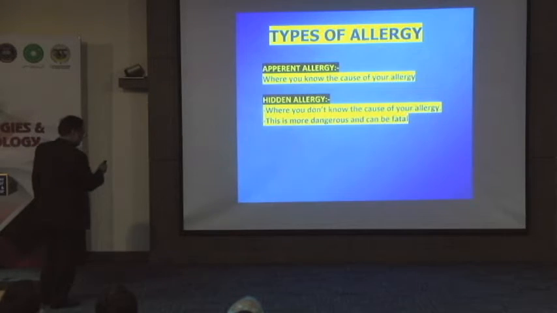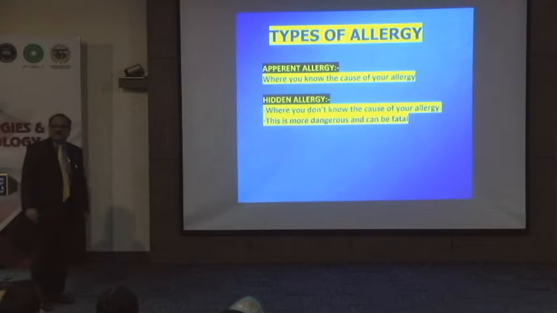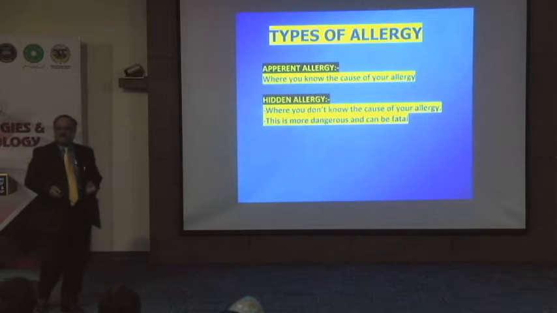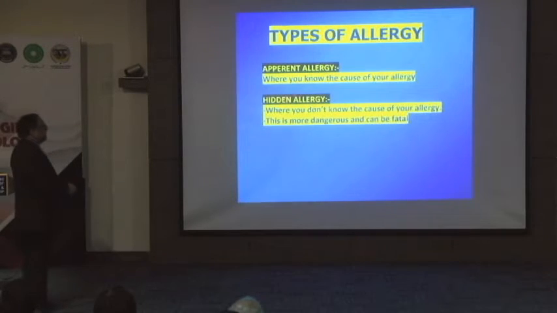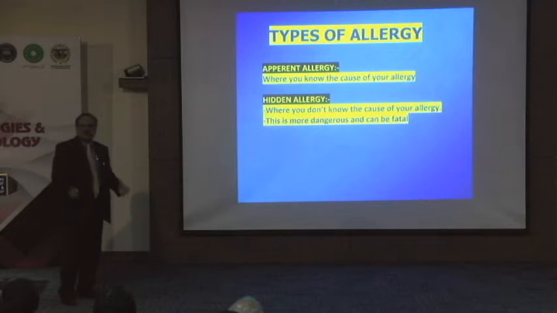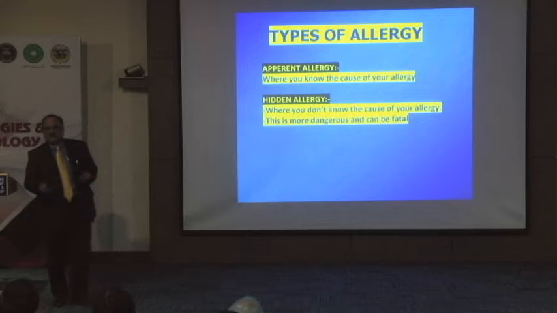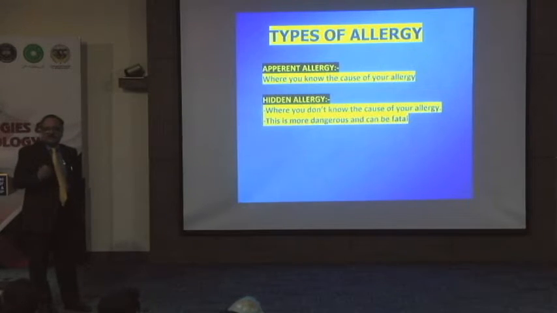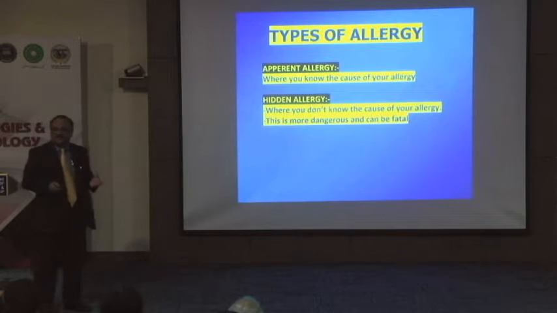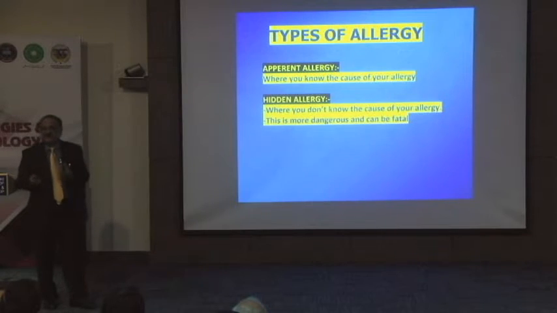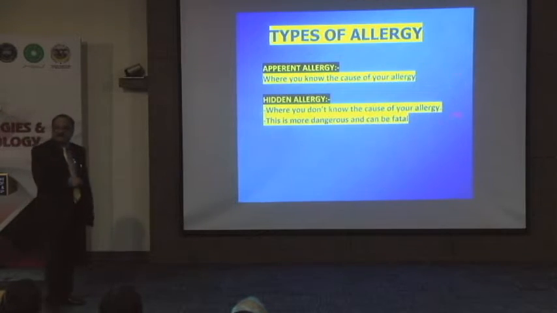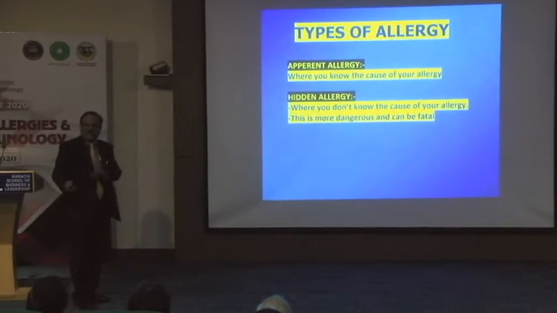So what are the types of allergies? There is apparent allergy, and there is hidden allergy. Apparent allergy is where you know the cause of the allergy, and you can easily remove the cause and you get better. The other is hidden allergy, where you don't know the cause. Somebody comes to you and says, doctor, I take beef, but sometimes I take beef and I have a problem, and sometimes I don't take beef and still I have the problem. So that's a hidden allergy. In fact, the person doesn't know exactly what the cause is. That's confusing. So hidden allergy is important, and it can be dangerous too. So there are two types, apparent allergies and hidden allergies.